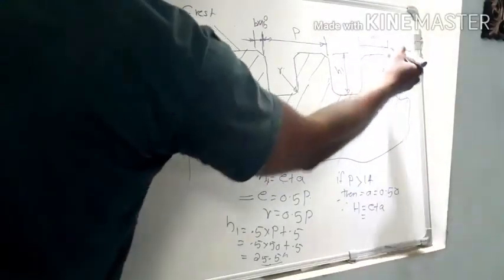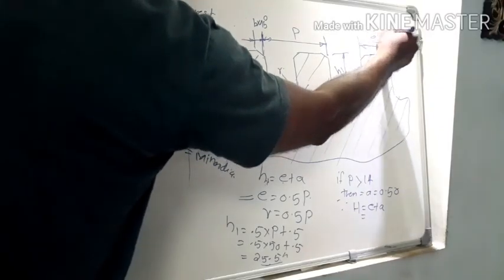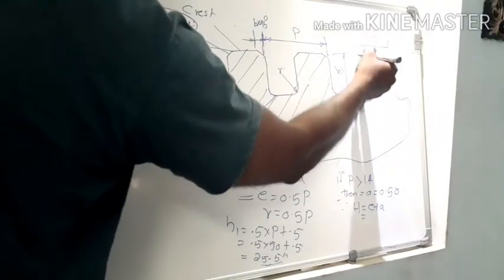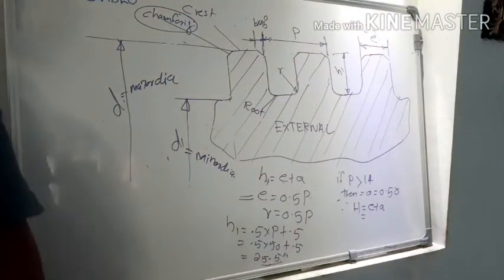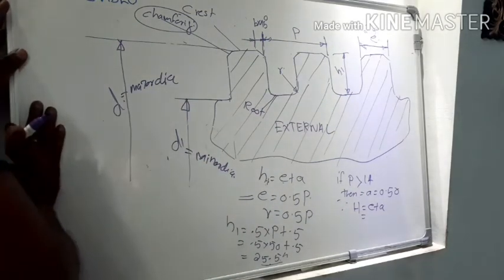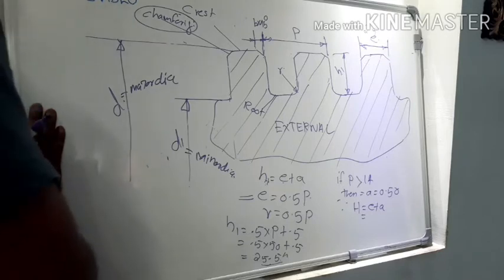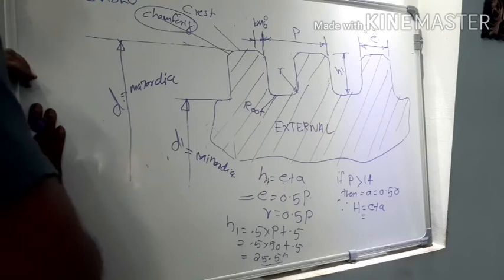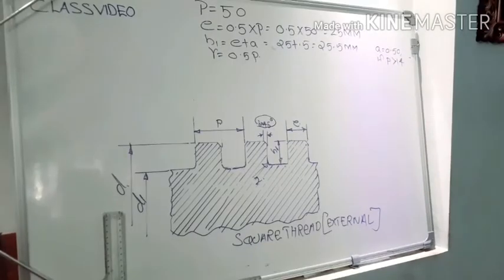Now what is the value of E? E is equal to 0.5 pitch, so it is also 25. And this is also around 25. So we say that it is a square section. This is the speciality of the external square thread. Now we have to see how to draw that external or internal square thread using the mini drafter. Now we move on to the next section.